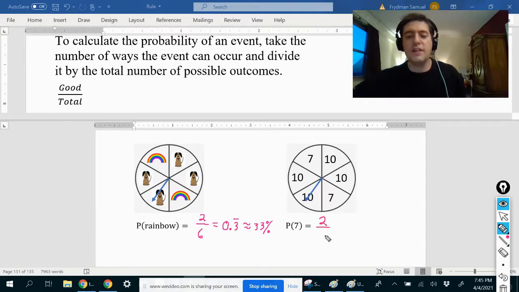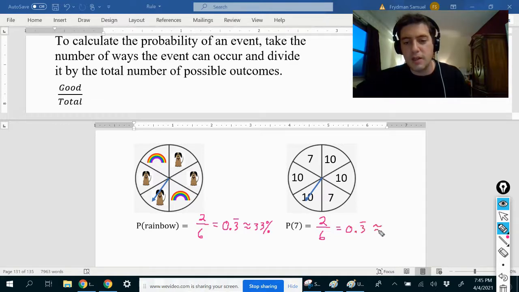And we would divide that by the total number of outcomes. So that would be 1, 2, 3, 4, 5, 6. There are 6 slices of that pie there, and each landing on each slice is equally likely. So 2 out of 6 again, which is, again, 0.3 repeating, or approximately 33%.